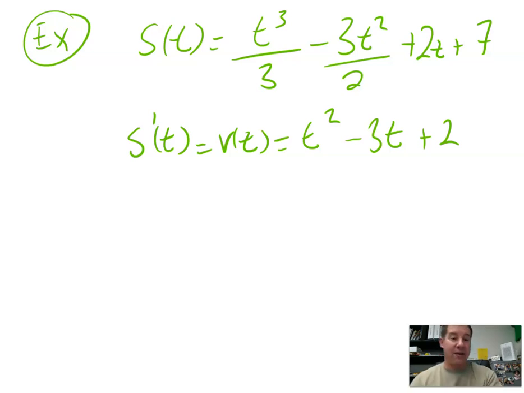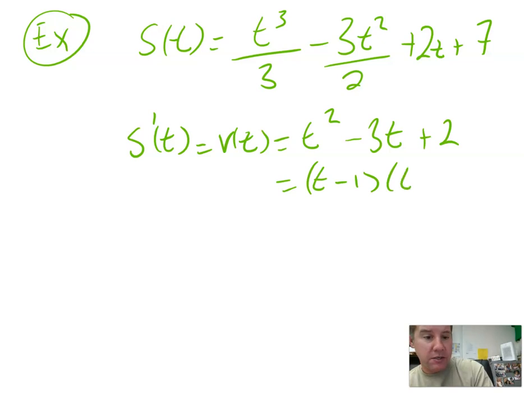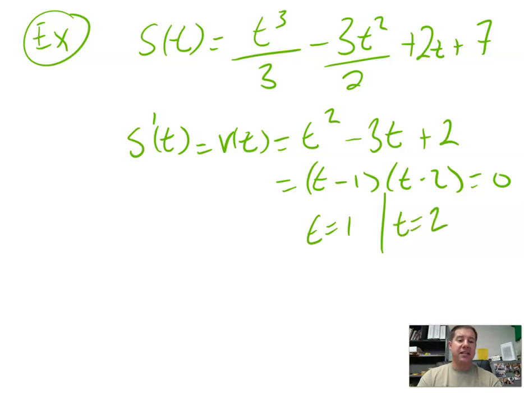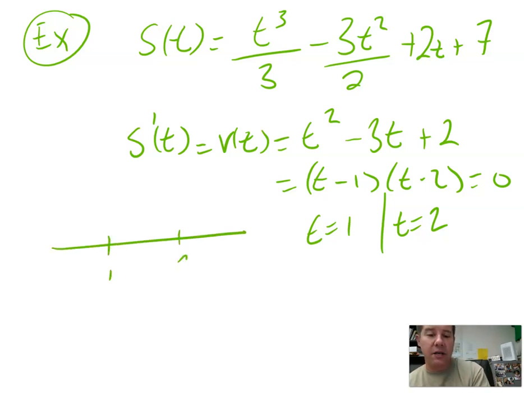I could take this now and factor it: t minus 1, t minus 2, and set that equal to 0. The reason I would do that is now I'm finding out where this is stopped. So this is obviously stopped at t equals 1 and t equals 2. I could chart this on a number line: 1, 2, that's where it's going to be stopped.